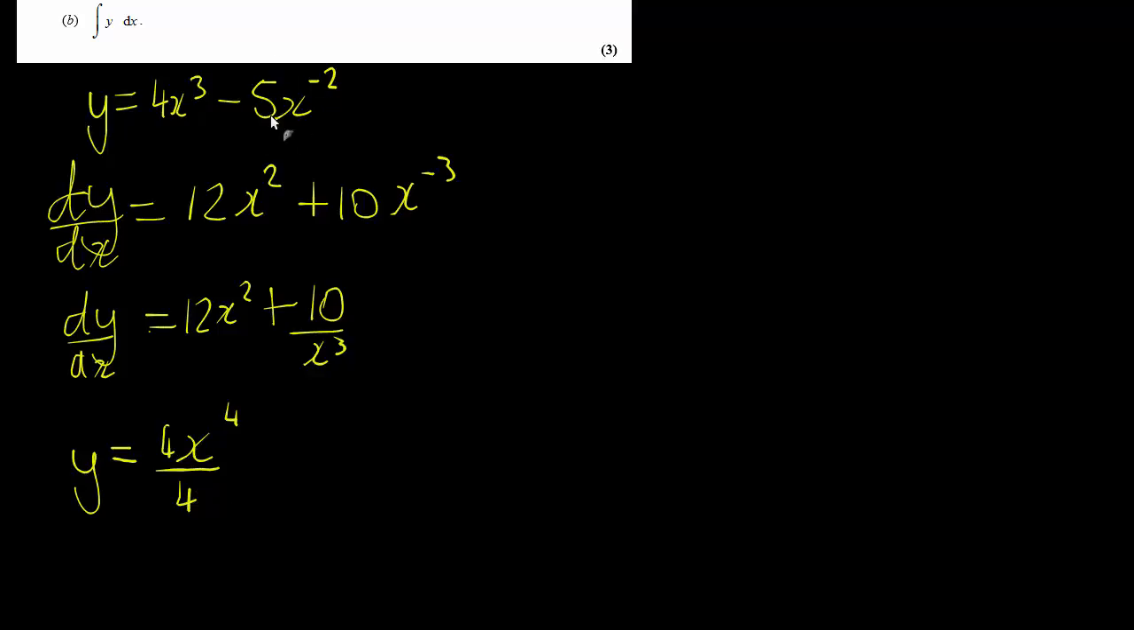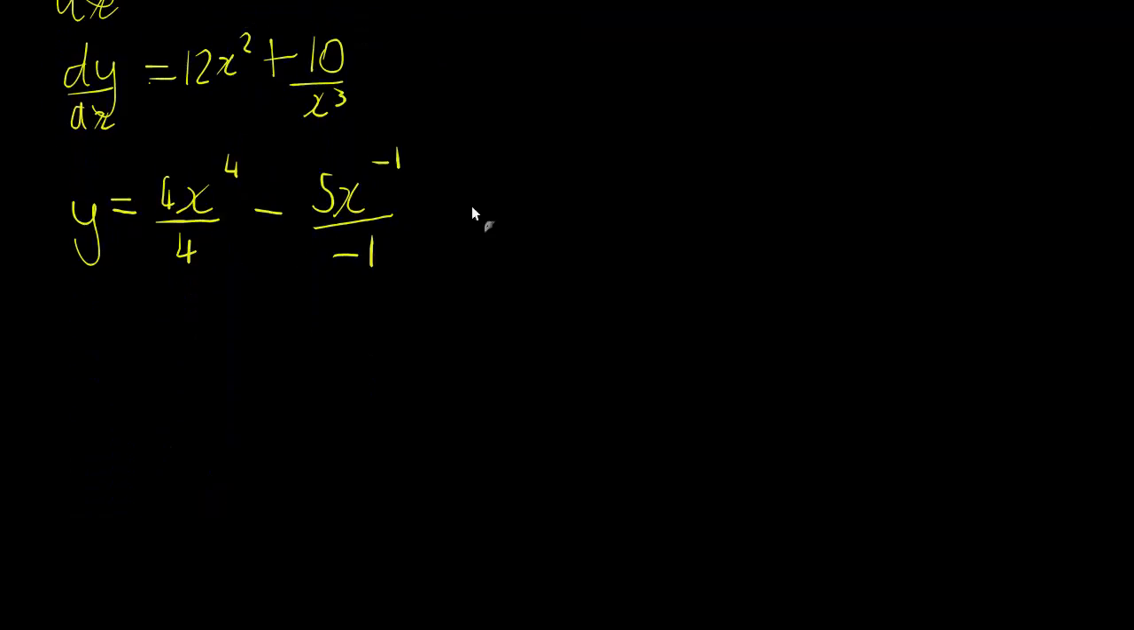And the same idea with this one, but this time we'll get x to the minus 1 by adding 1 to minus 2. So we're going to divide by minus 1, and we still got the 5 at the beginning. So simplifying that down, almost forgot, and a plus c, because we are integrating an indefinite integral.